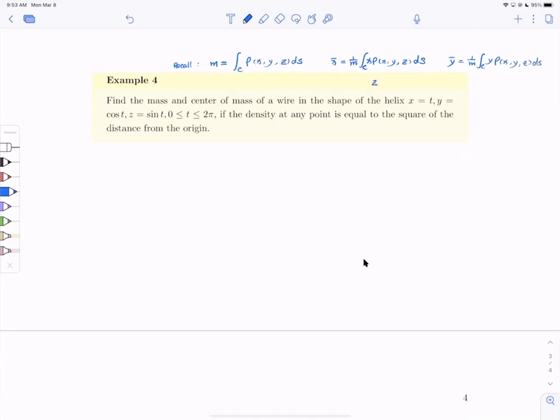And z bar, as you change y to z. So make sure you remember this. So for this question, our density function is x squared plus y squared plus z squared.